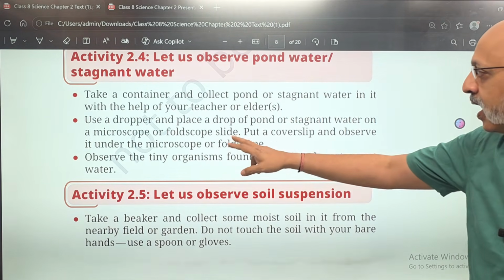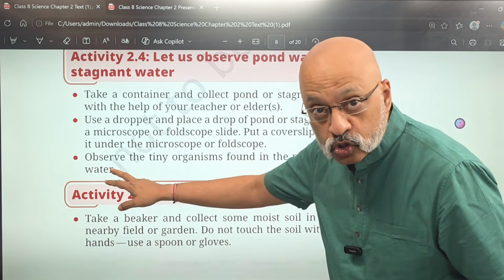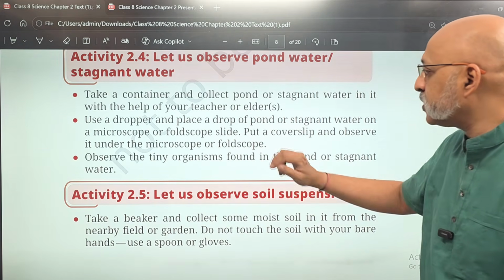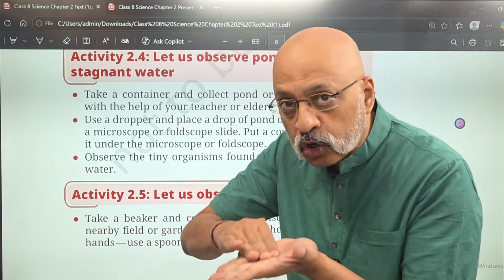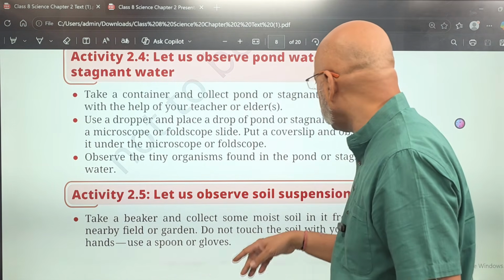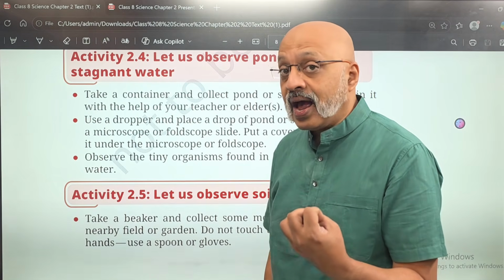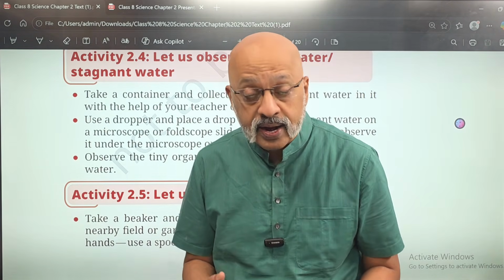Use a dropper and place a drop of pond or stagnant water on a microscope slide, or foldscope slide. This you can do subsequently in your laboratory. Put a cover slip on top of that drop of water, okay, and observe it under the microscope. With the naked eye, you may think, this water is looking very clean, right?